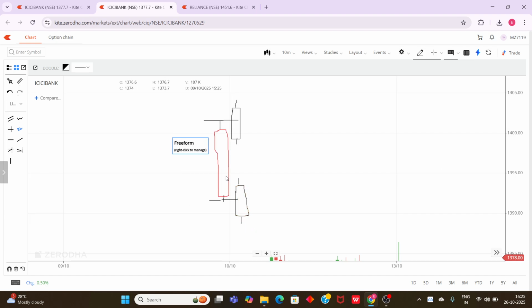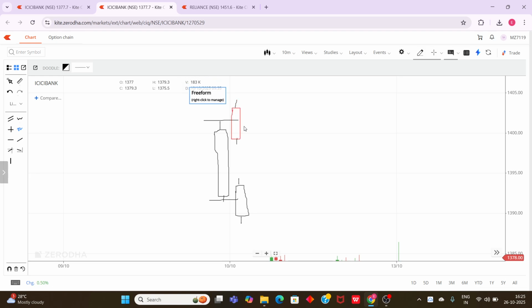Let me explain once again. For the 9:45 candle, you will be marking the high and low of the candle once it closes. Once you mark the high and low, the next candle or any further candle, like the 10 o'clock candle, has to close above the previous high.